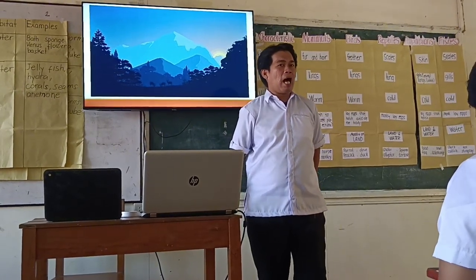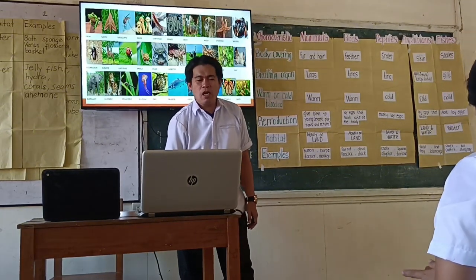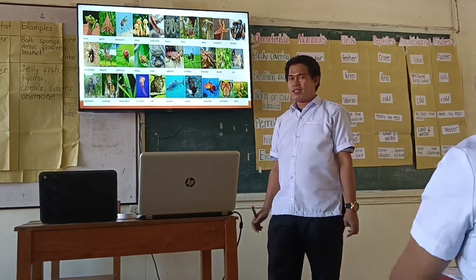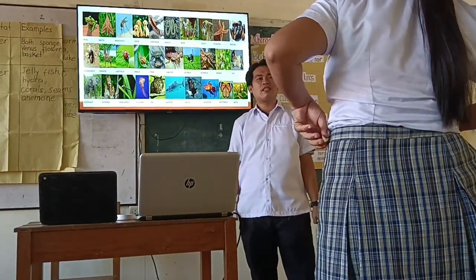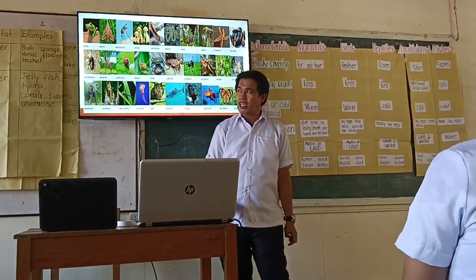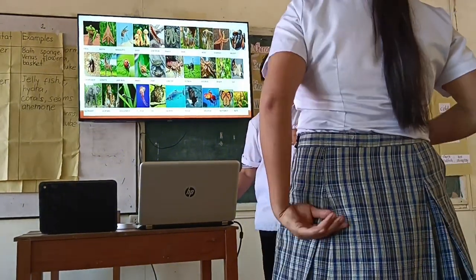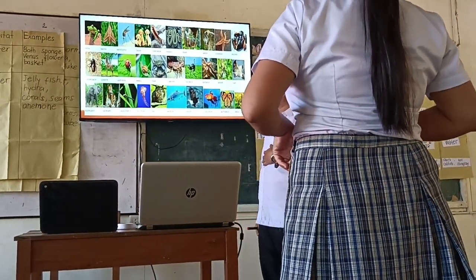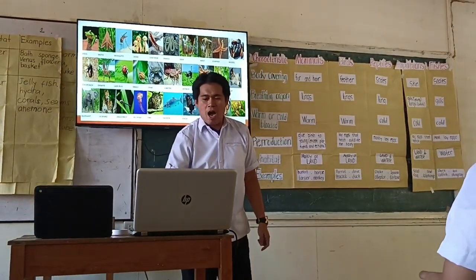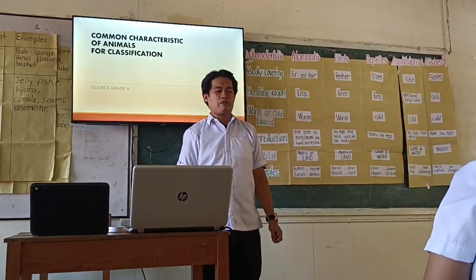Before anything else, let me show you a picture. What do you see in that picture? It's all about animals, sir. Very good. What do you think is our lesson for today? Our lesson for today is all about the different kinds of animals. Very good. Our lesson for today is about the common characteristics of animals for classification.